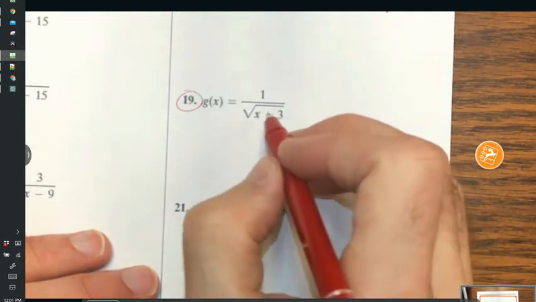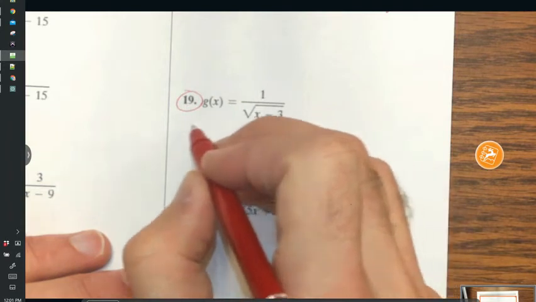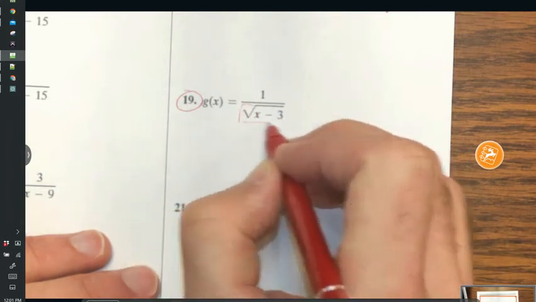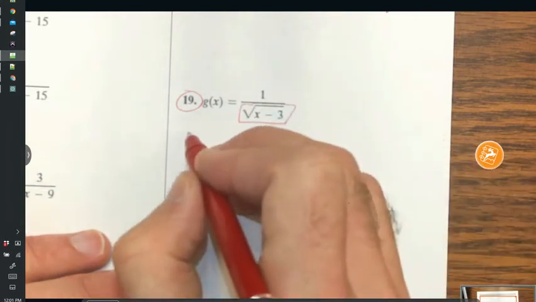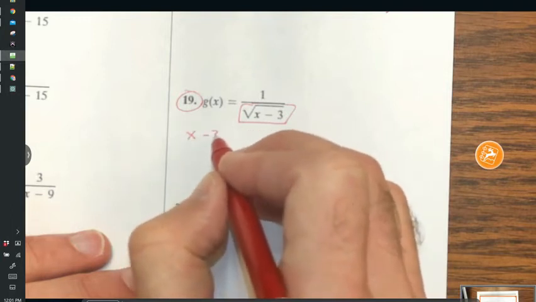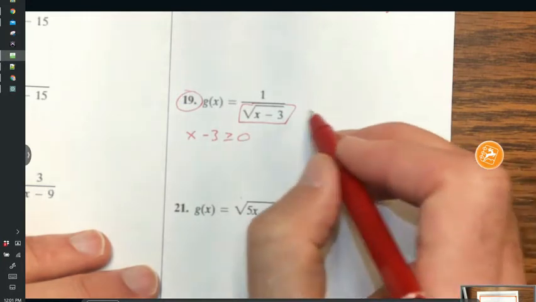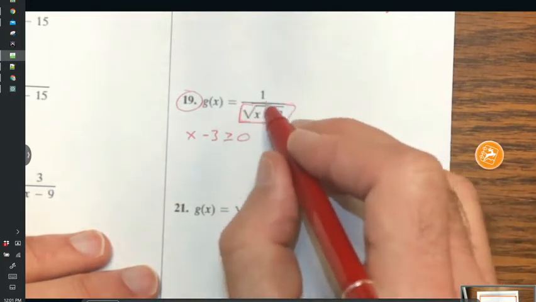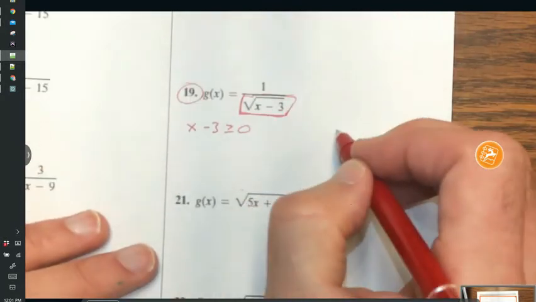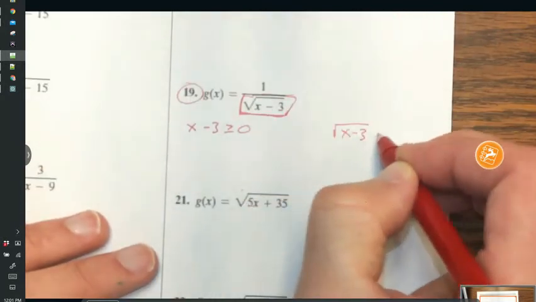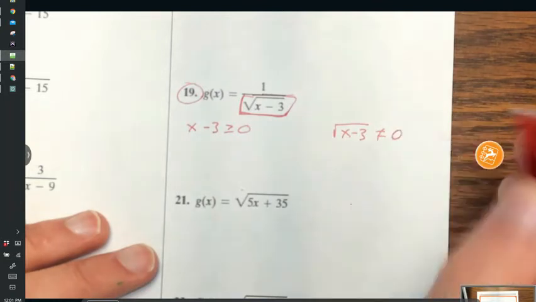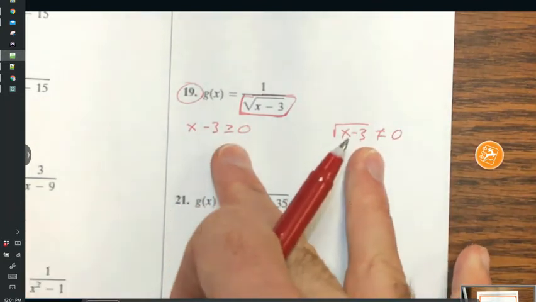Okay, 19 has two things going on. First of all, you've got a root. Yeah, what's true about a root? Whatever's under there has to be greater than or equal to 0. Okay, but also you've got a denominator. So we got both situations going on. Whatever's in the denominator, this entire denominator cannot be equal to 0. So think about that. Very similar, but also different.